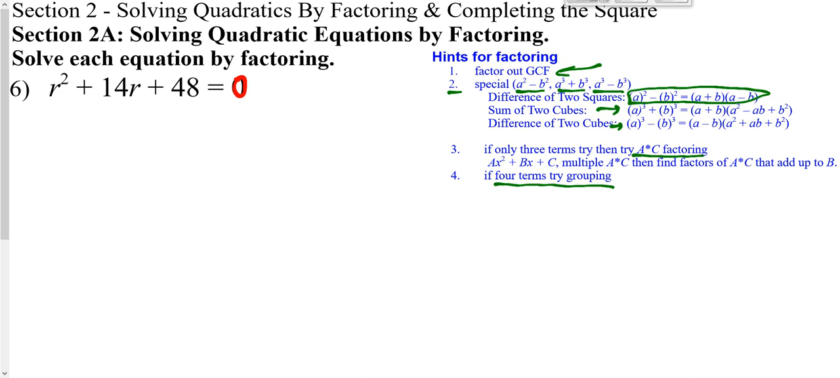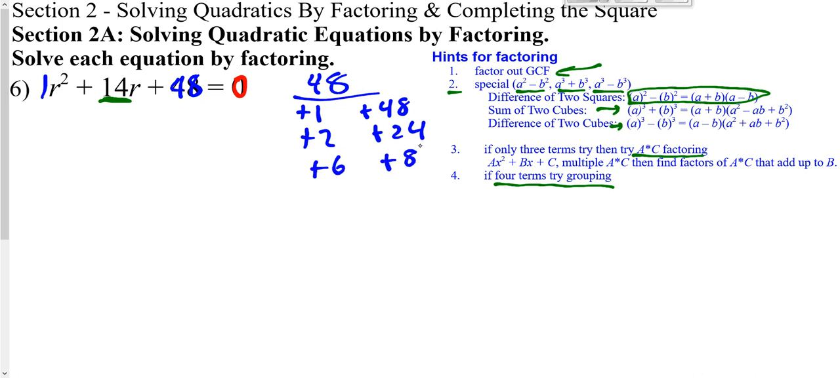So we're going to do our AC factoring. Now your A is 1, your C is 48. You multiply them together, you get 48. Then you look at things that multiply together to give you 48 and add together to give you this number right here, 14. You could keep listing these out until you found it, but in this case it ends up being positive 6 and positive 8. So we're going to write r squared plus, instead of 14r, a 6r plus an 8r, which still is 14r, plus my 48 is equal to 0.